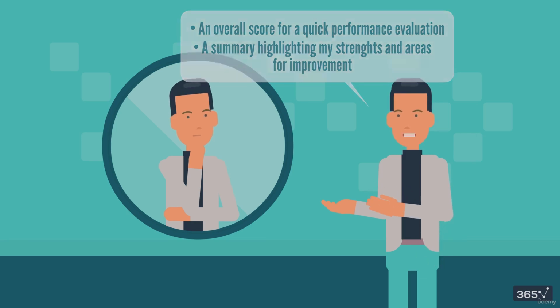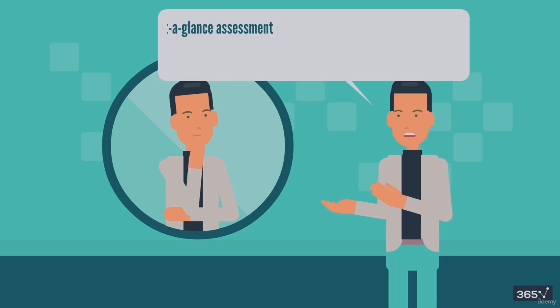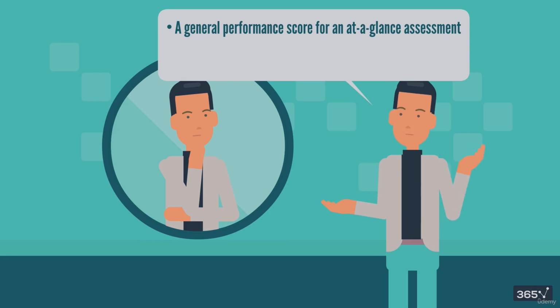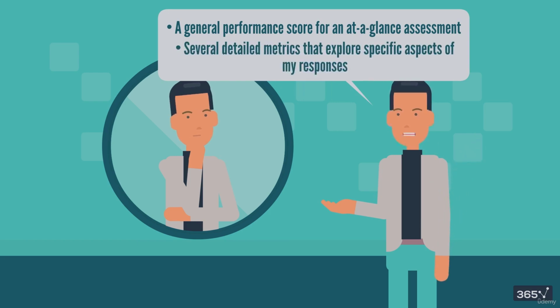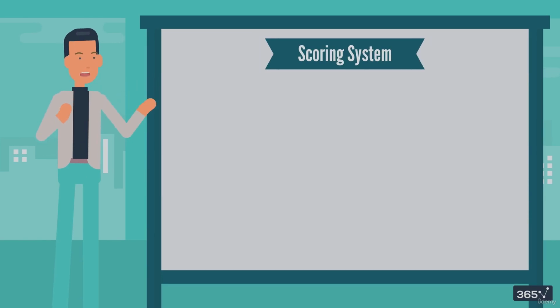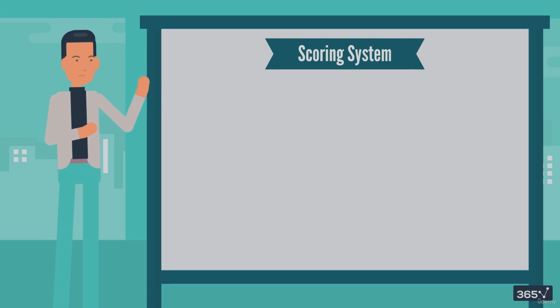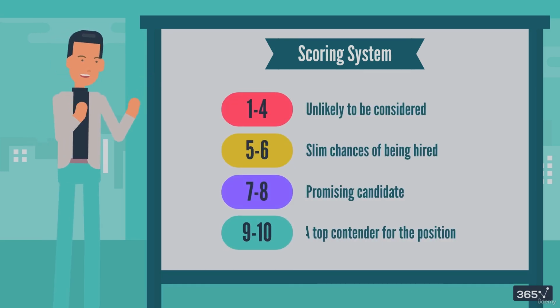Next, I would wonder, what scoring system would best help me understand my standing and areas for enhancement? A balanced approach would be most beneficial, offering a general performance score for an at-a-glance assessment, along with several detailed metrics that explore specific aspects of my responses. So, let's go back to the drawing board and design a scoring system. Our team settled on a scale from 1 to 10 to provide a nuanced view of the user's performance. This score will be segmented into 4 levels.